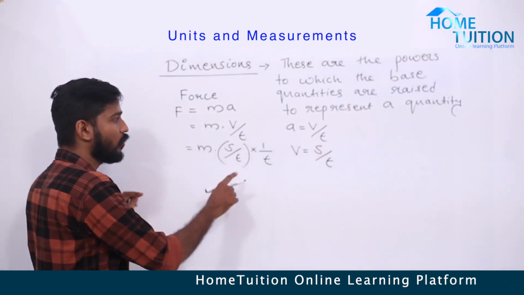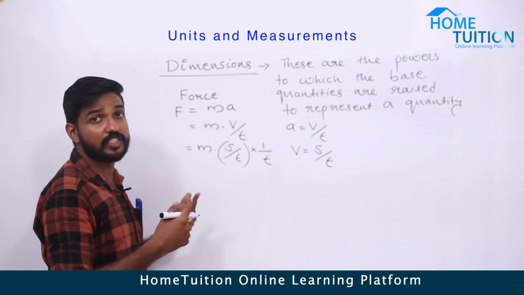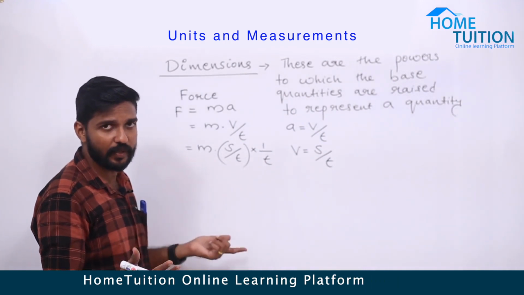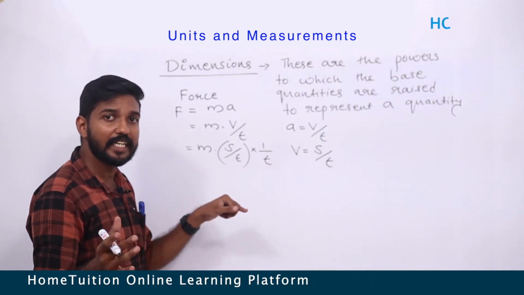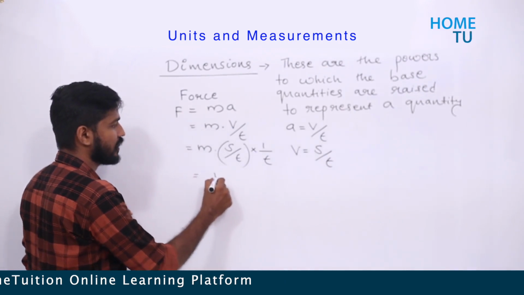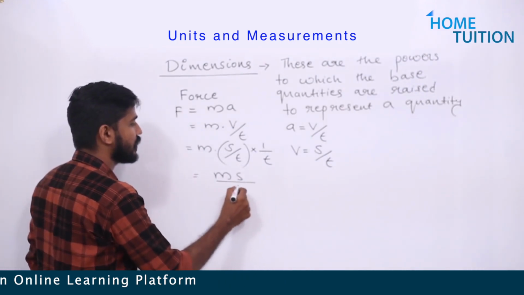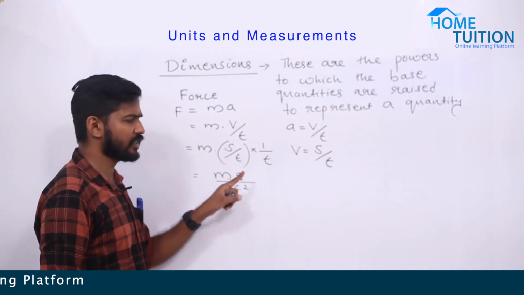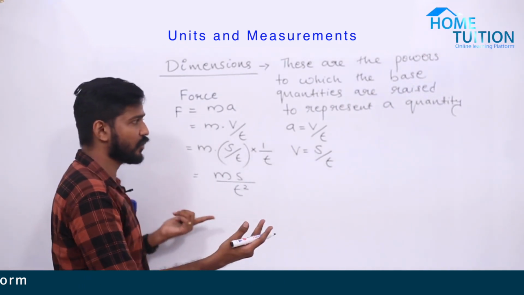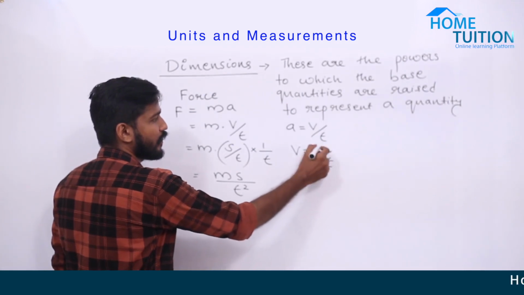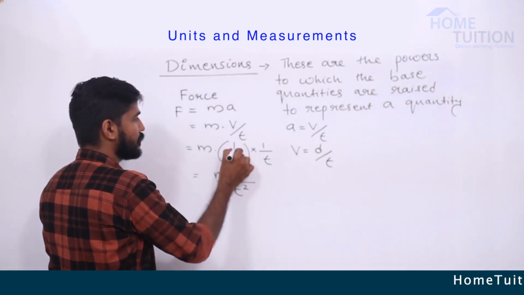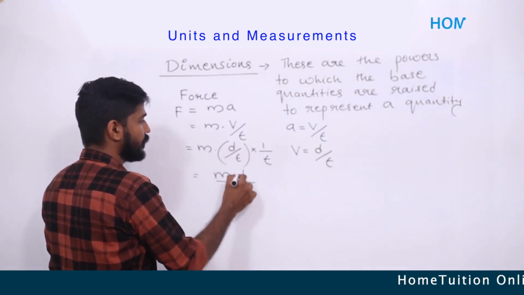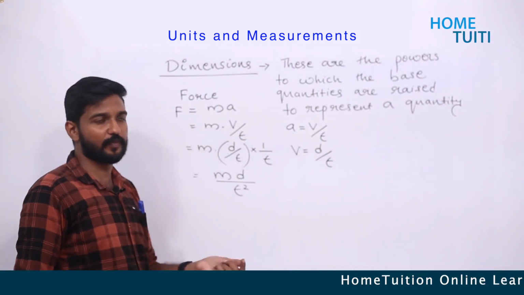Clear? Then what is t into t? It is t square, right? x into x, x square; a into a, a square. So t into t, t square. So this is m into s by t square. What is s? Distance. Okay. If you are not familiar with s, we can convert it into d, distance or displacement.